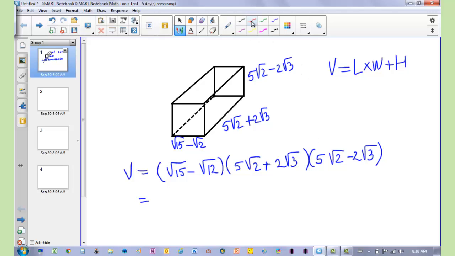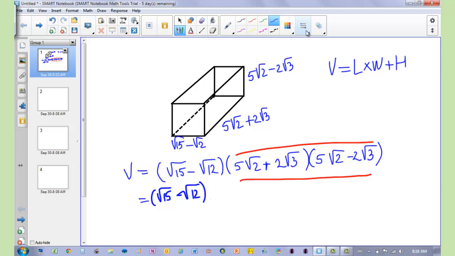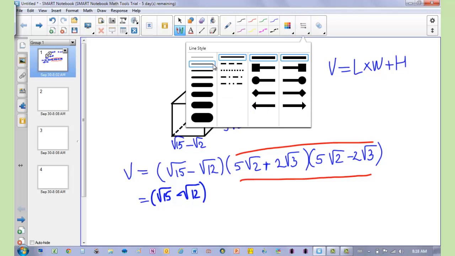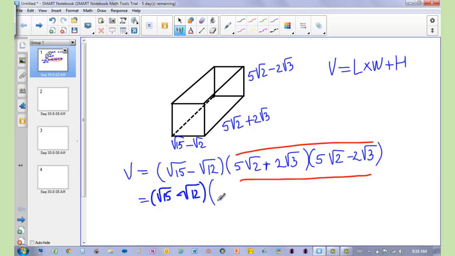Since these two are the conjugates of a complex number, I would suggest that you start by multiplying these two brackets first, and we leave the first one to the end. So we have radical 15 minus radical 12. Let's just make sure that the line is a bit thinner so we have space to write. Times. Now, when we're multiplying the conjugates, it's like a difference of squares. So I'm going to have a squared minus b squared.